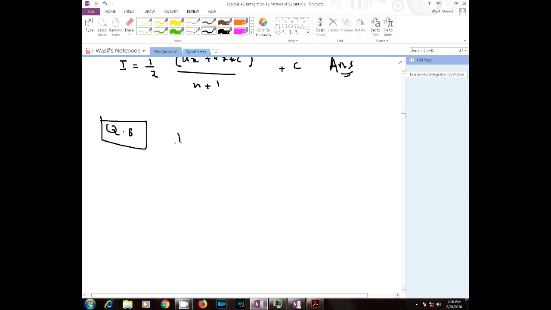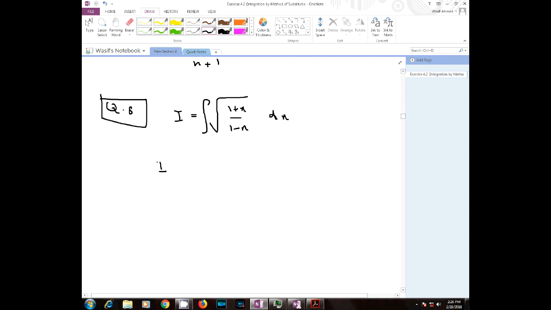Next question is question number 8. This is also very simple. In this question you have to integrate square root of (1 plus x) divided by (1 minus x) dx. So you can apply rationalization. So rationalize the denominator in the rational expression in the square root.